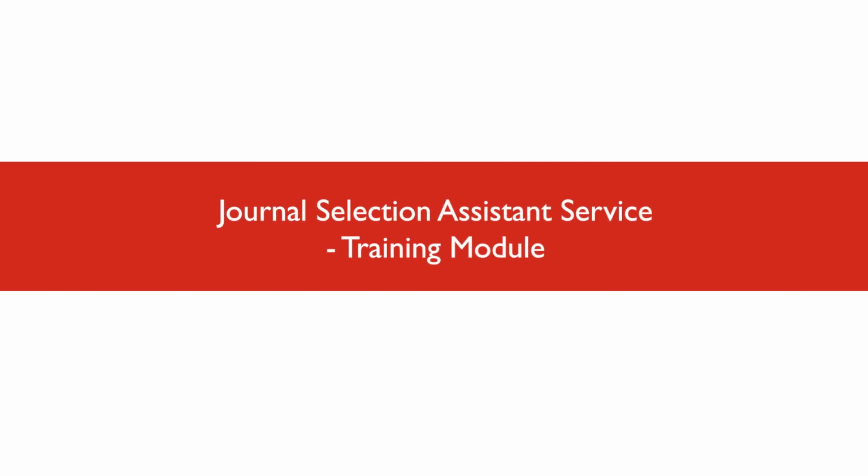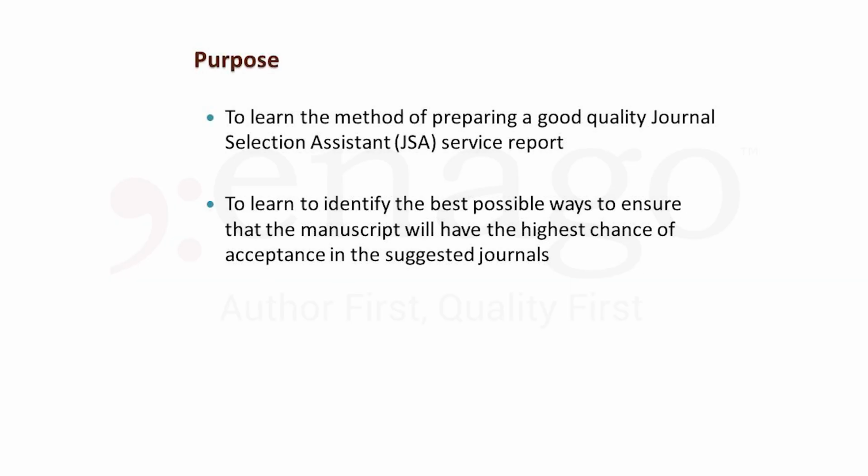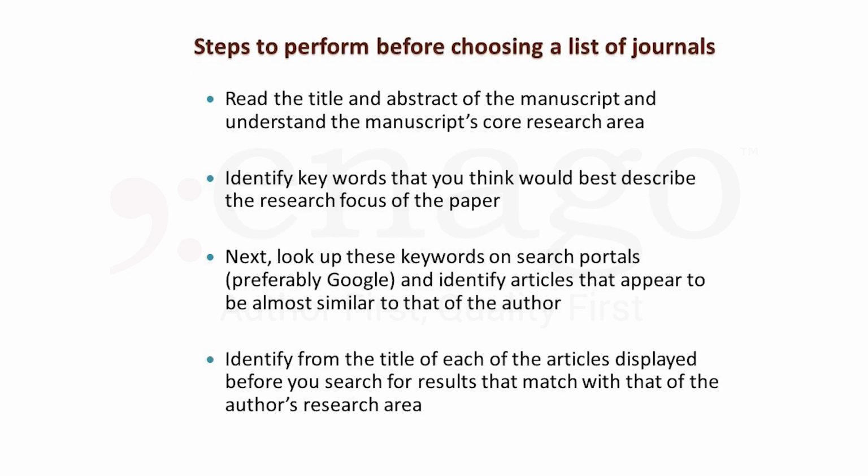you through the Journal Selection Assistance Service training module. What is the purpose of this training module? The purpose is to learn the method of preparing a good quality JSA service report and also to identify the best possible ways to ensure that the manuscript will have the highest chance of acceptance in the suggested journals. Let's look into the steps that you need to consider before choosing a list of journals.